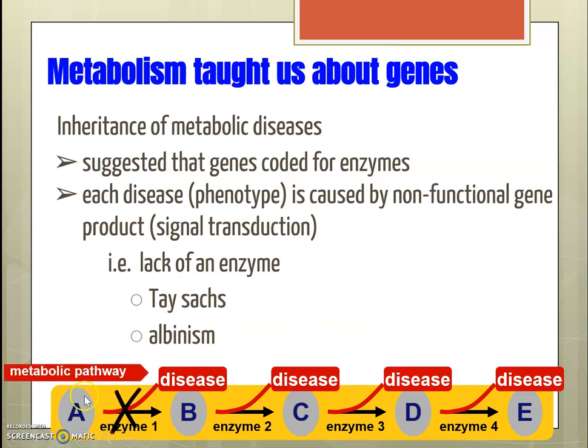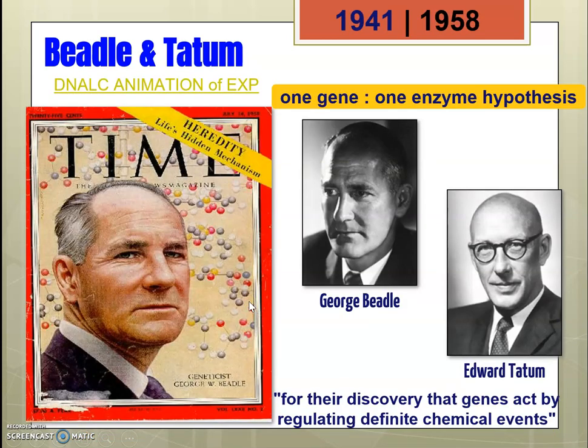So this would be like the metabolic pathway. We have an A here as the first step, and then enzyme 1. Basically, we're crossing that out as we keep going through. We went over signal transduction when we went over cell-to-cell communication.